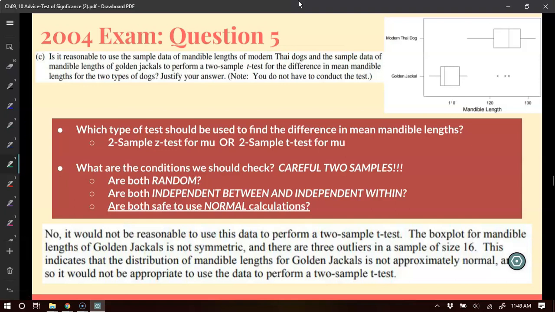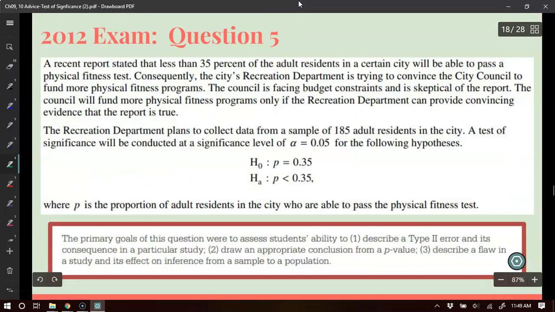So the robustness isn't there for the t-test. In the 2012 exam, I looked at question 5. It has a significance test and it gives you the null and the alternative. And I really liked this one. I felt like there wasn't a lot of calculations, which is something we're kind of speculating there might not be on this exam.